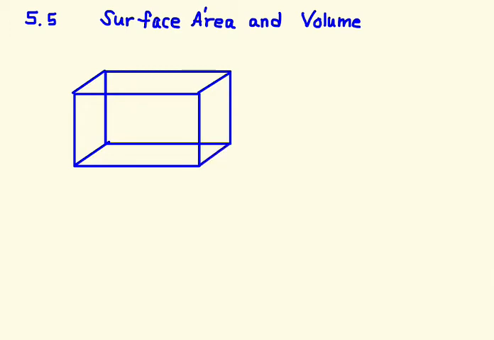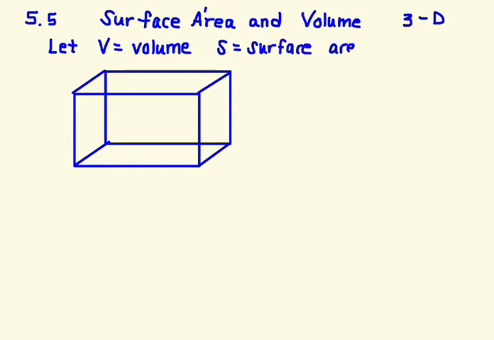All right. So we're working in 3 dimensions here, 3D. If we want the volume, let's assume, as I move through all of this, that V will be volume and S will be surface area. So for this section, we are going to let the letter V represent volume, and S is going to represent surface area. This is for just this section here.